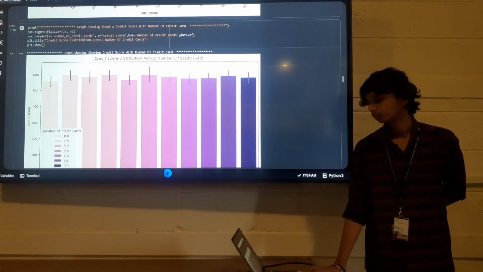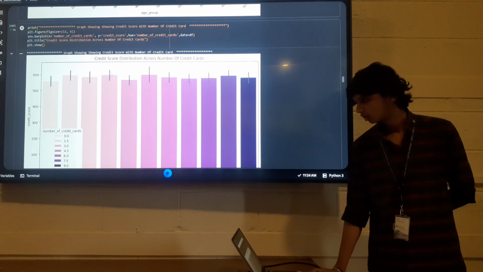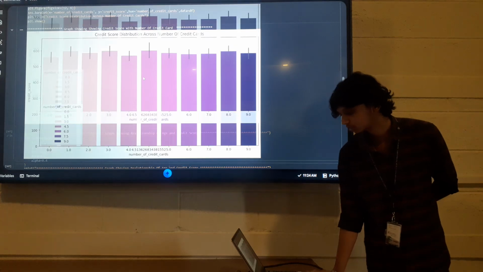This is the bar plot for credit score distribution across number of credit cards, which is approximately the same for every number of credit cards.